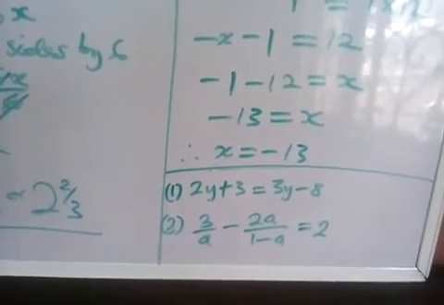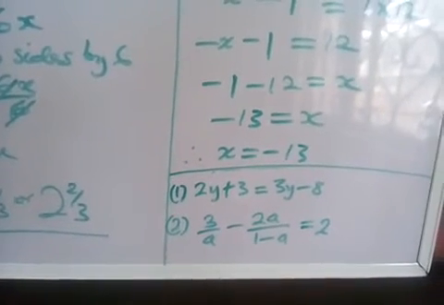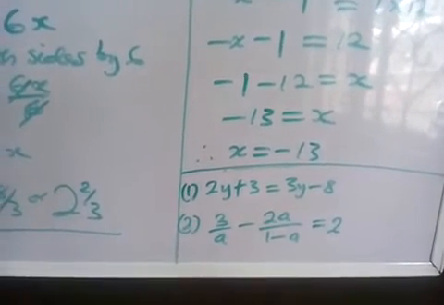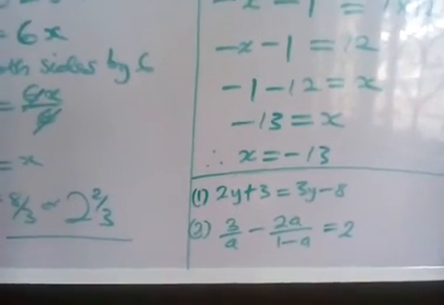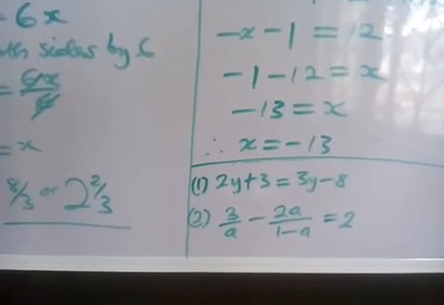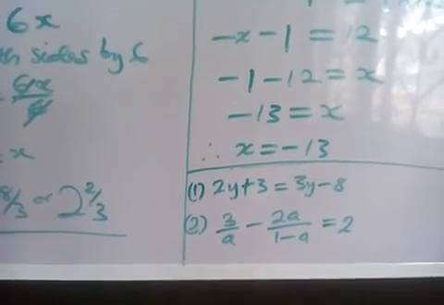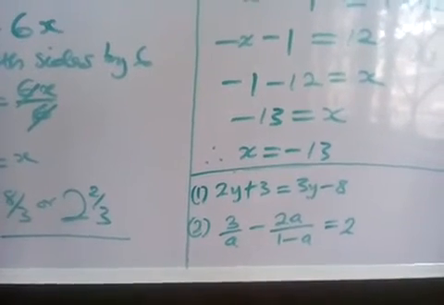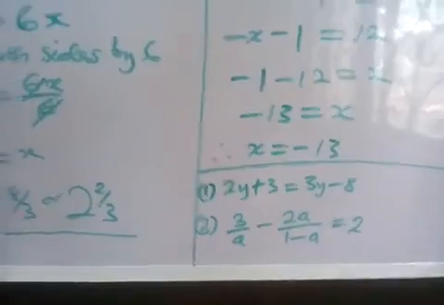Here, we have two questions to solve. Please. First one, 2y plus 3 equals to 3x plus 8. So here we are going to find the value of x. The next one, 3 all over a minus 2a all over 1 minus a equals to 2. Here, we have to find the value of a. So here, the questions to solve are now 4 in number. We have the first one here, second one here.